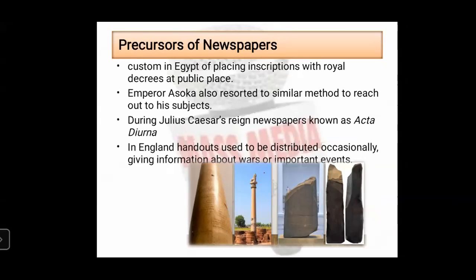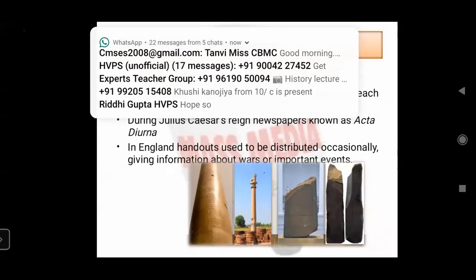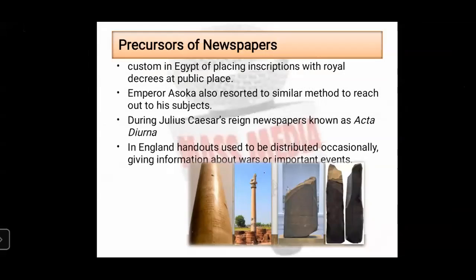Then during the reign of Julius Caesar, the newspaper used to be known as Acta Diurna. Acta means the action, diurna means daily. So whatever action was happening on a daily basis, that was written.